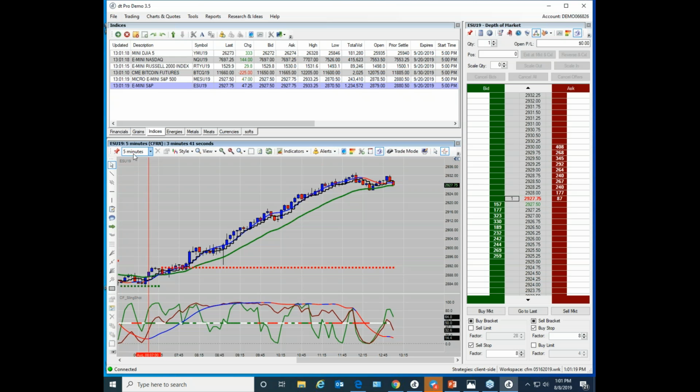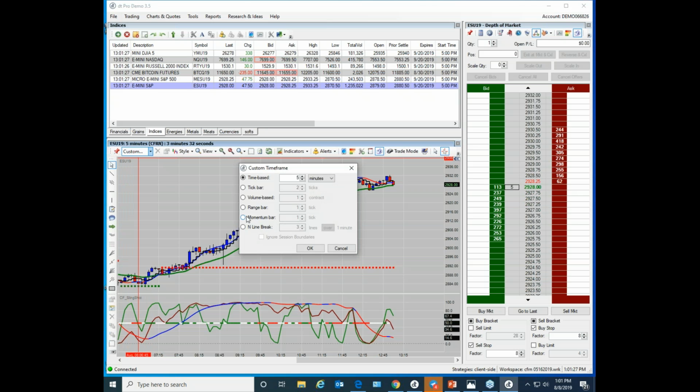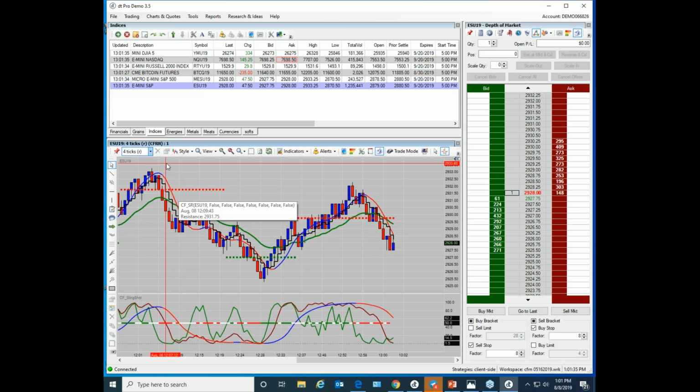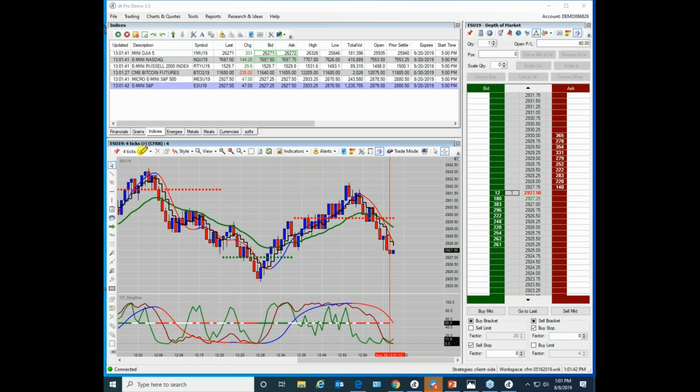So what you do is in the upper left-hand corner of the chart, find the drop-down box and left click on it, and go down to custom. A box is going to open up, select range bar and make that one look like a 4. Hit OK. Now you're staring at the S&P Mini on a 4-tick range chart. The tip is this R in parentheses here. That lets you know you're on the right time frame.